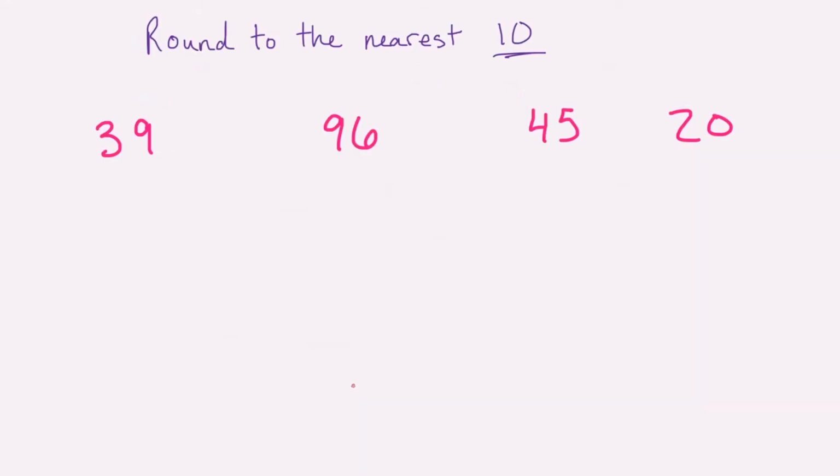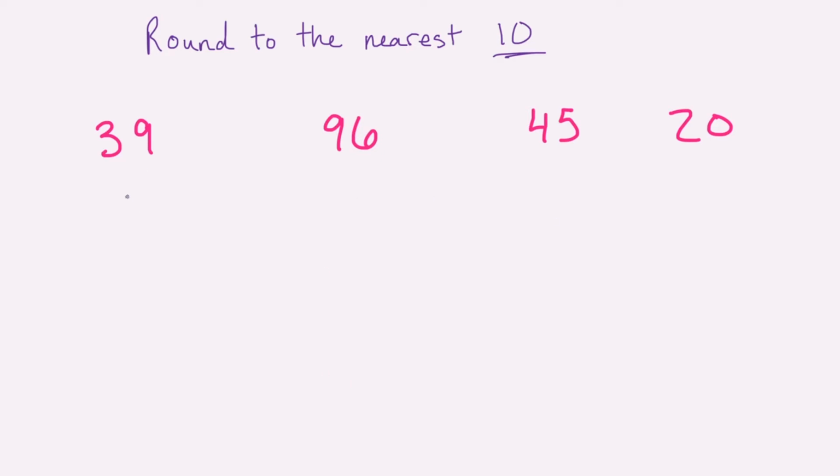Let's try some examples. I'd like you to try rounding these numbers to the nearest 10. See if you can explain your answer by using either these squares or the number line. I'll give you a moment to pause the video so you can answer these yourself. Have you found your answers? We'll go through them real quick.